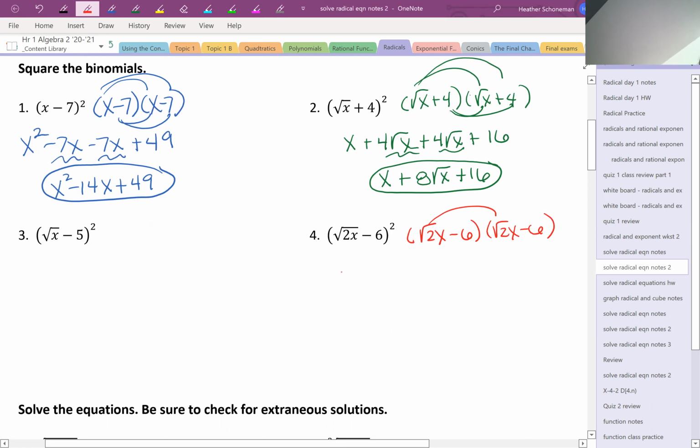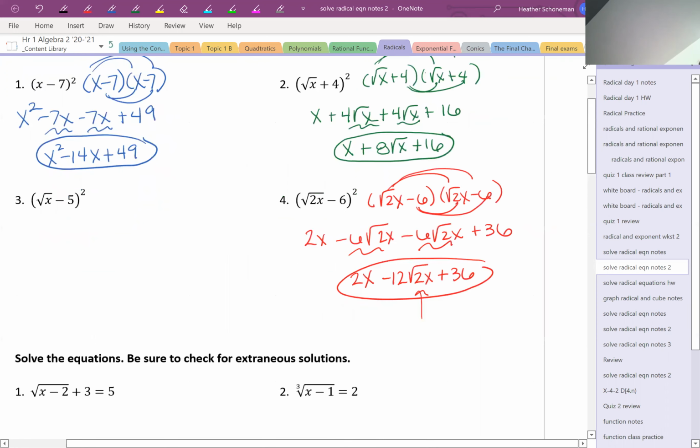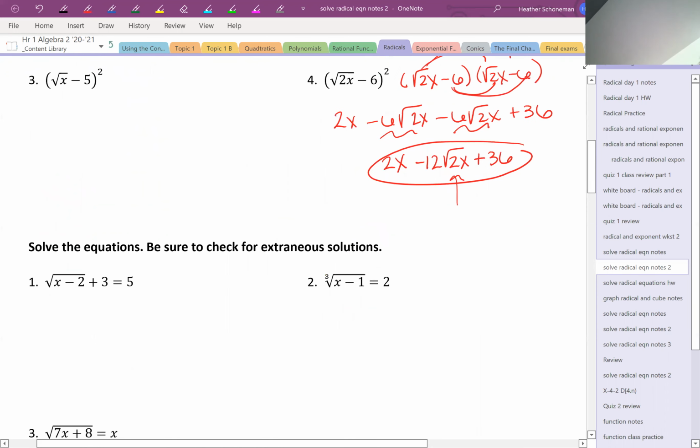Square root of 2x times square root of 2x is 2x. Square root of 2x times negative 6 is negative 6 square root 2x. Here we get negative 6 square root 2x. And here we get positive 36. Combine like terms. So we have 2x minus 12 square root of 2x plus 36. And there's our answer. This radical in the middle does not simplify because you don't have any pairs or groups in a 2 or an x.